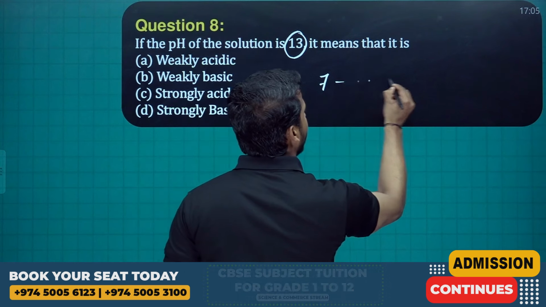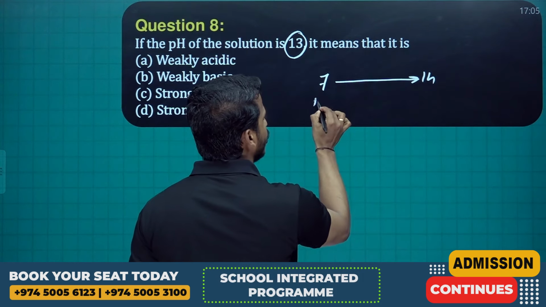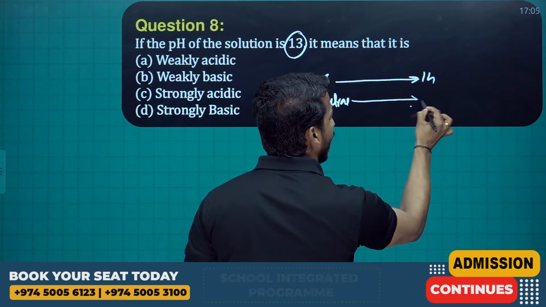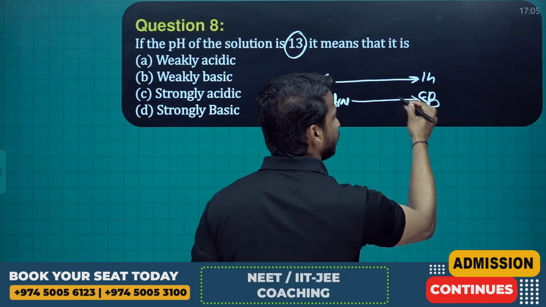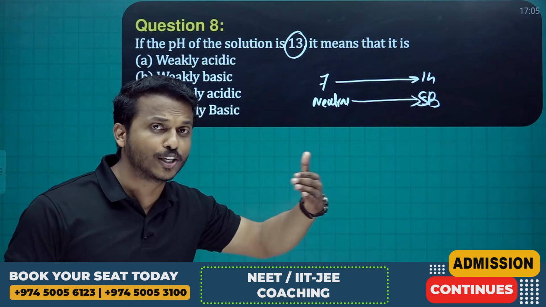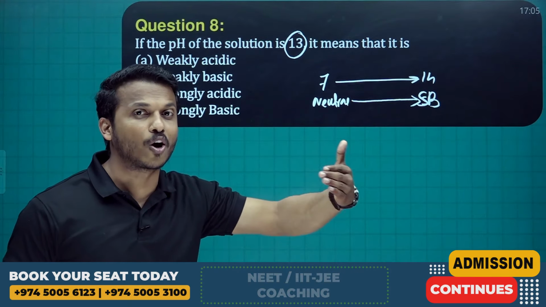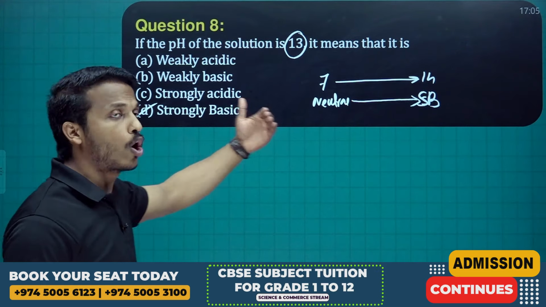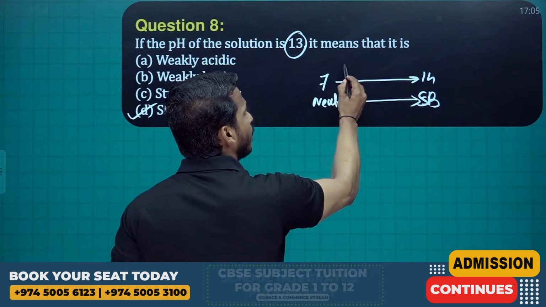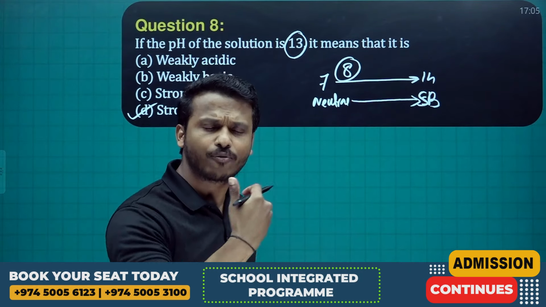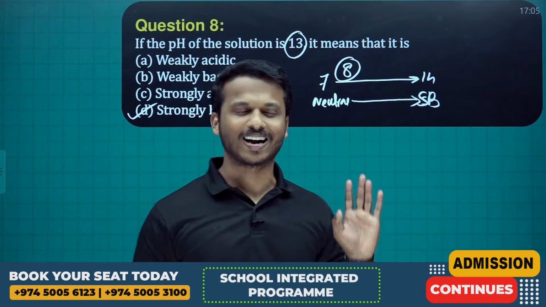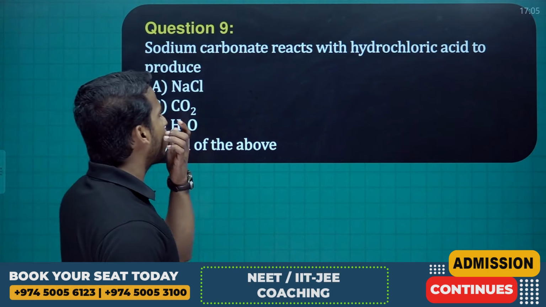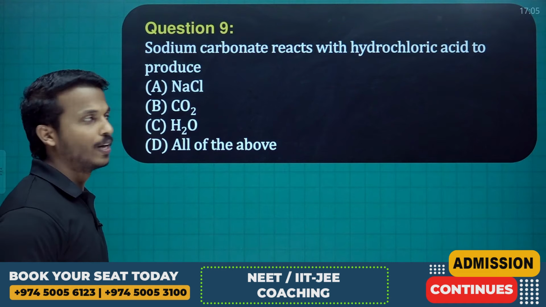See, 7 and here it is 14. So this is neutral, right? 7 means neutral and here basicity increases and here are the strong bases. So 13 means what? It's almost close to 14. There are strong bases. So we can go with strong basic one. 13 means strong basic. Suppose it is 8, it means it is just after neutral. So it is weak basic. Clear?